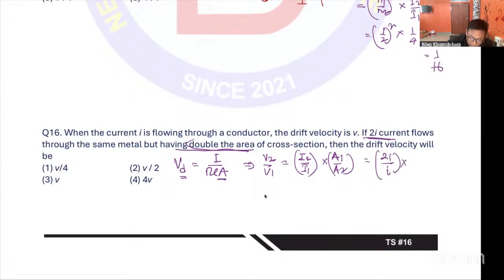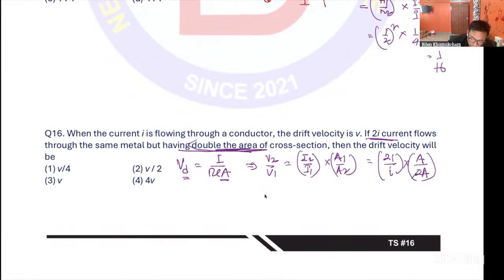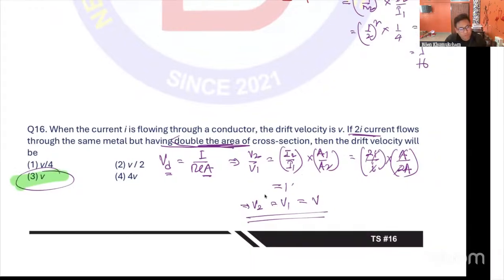A1 divided by A2. They say that the new area is double the initial value, so it will be twice A, and the initial is A. So finally what we get is 1:1. We get 1. So V2 will be equal to V1. As they say that V1 is B, V2 will also be B. Very simple.